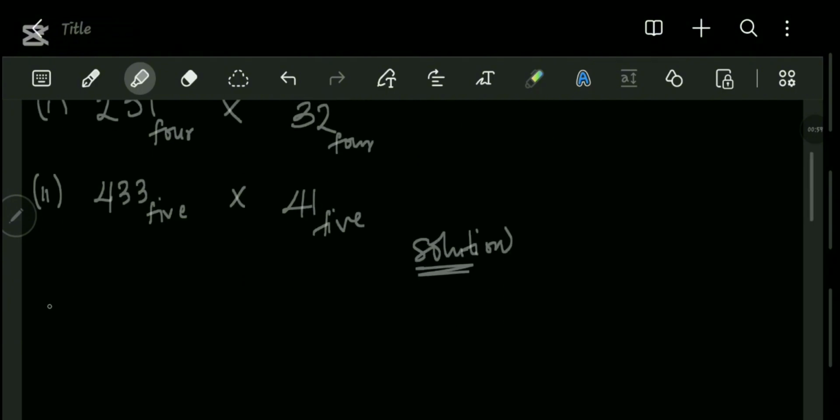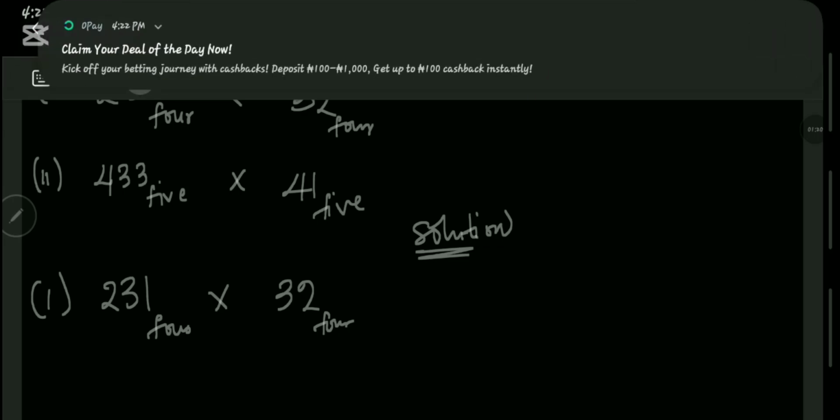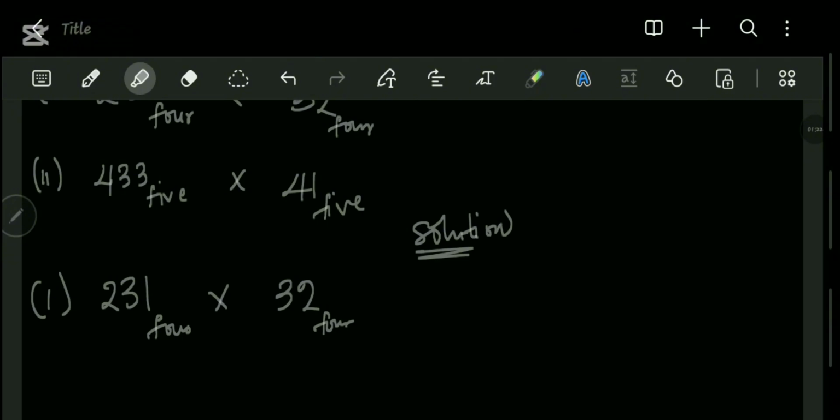For the first question, we were told to simplify 231 in base 4 multiplied by 32 in base 4. Now there are two ways of doing this. You can either change this to base 10, change this to base 10 like this, change them individually to base 10, then convert your answer to base 4. That is when you change this to base 10, change this to base 10, then you multiply your result together, then convert your answer back to base 4, that is to be in the base that was given to you in the question, right?